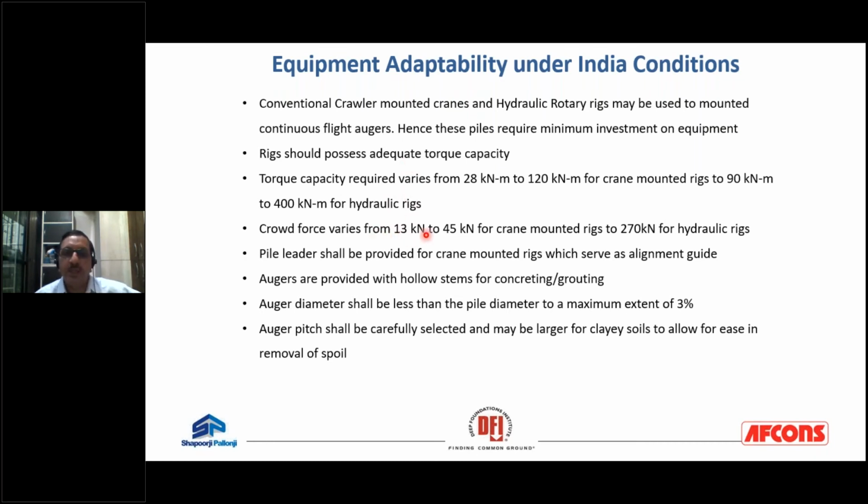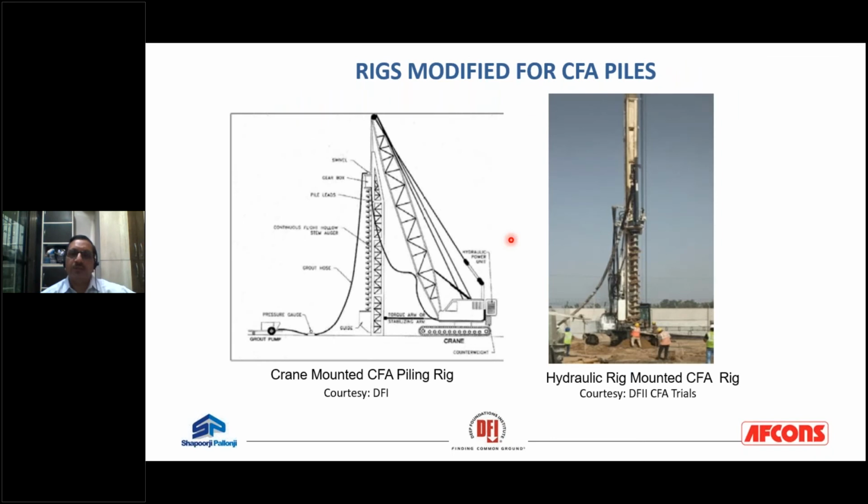Ground force can easily be adjusted up to 4.5 tons for crane mounted and up to 27 tons for the hydraulic rig. In fact, you will find that there is great scope for housing the continuous flight with a conventional crawler mounted crane and a hydraulic rig. So that makes equipment adjustment quite suitable under Indian conditions. These two figures I have put up: on the left, you can see the crawler mounted CFA rig, and on the right, the conventional hydraulic rig that is suitably adjusted to include a continuous flight.